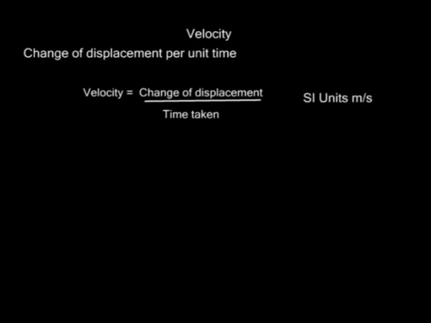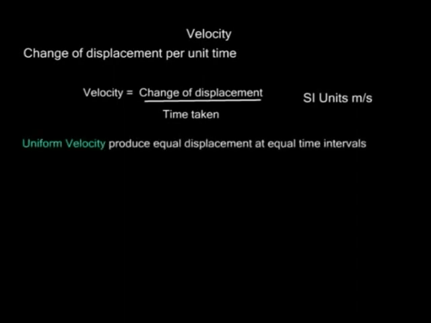If the displacement of a body is the same at equal time intervals, no matter how small the intervals are, the body is said to have uniform or constant velocity. The velocity of a body at a particular time is referred to as instantaneous velocity.